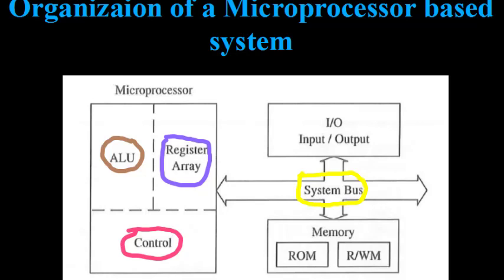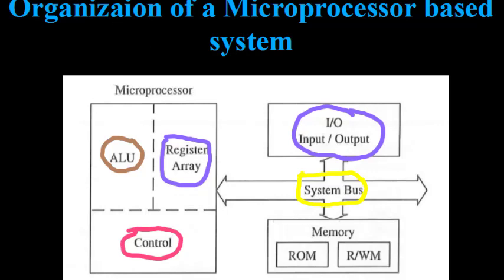Then we have the input output. There can be varieties of inputs and outputs. Of course, inputs are used to put data into the microprocessor, or to give instructions to the microprocessor. Then we have the output. Whatever output we get from the microprocessor can be displayed or put to the output. There can be various types of output devices.